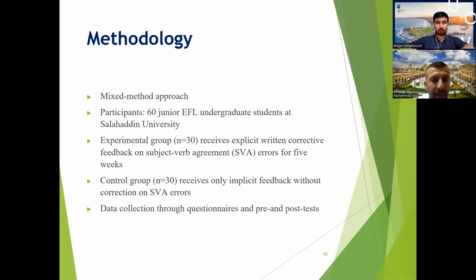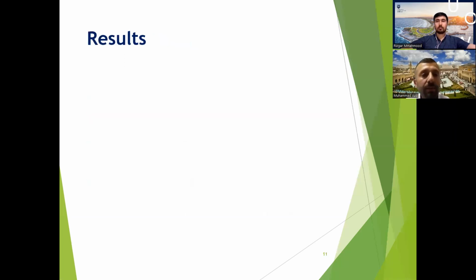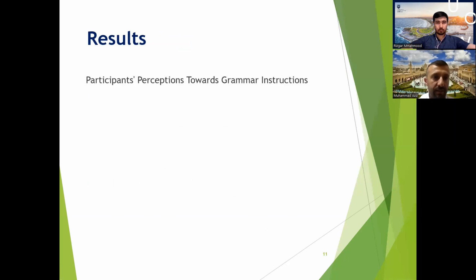This group receives explicit written corrective feedback on subject-verb agreement for 5 weeks. The other group, the control group, is also 30 students. They only receive implicit feedback without correction on SVA errors. Data were collected through questionnaires and pre and post tests to see these effects.